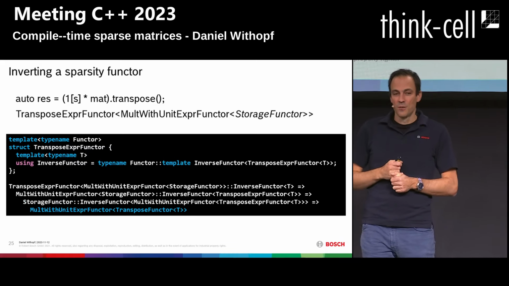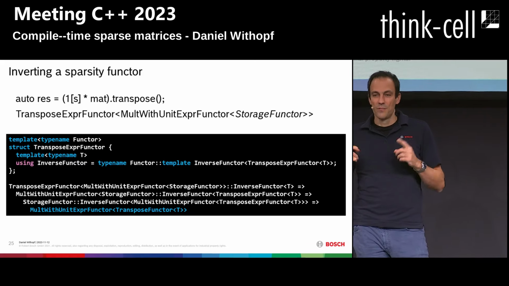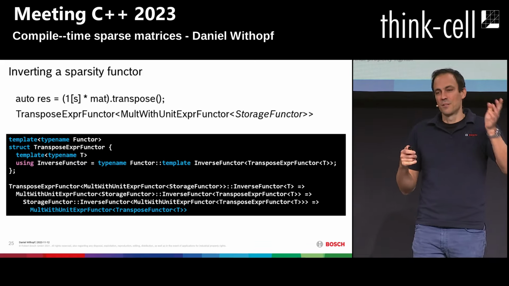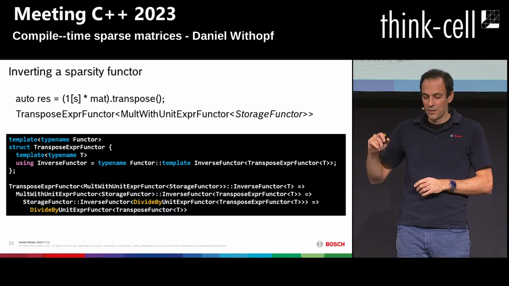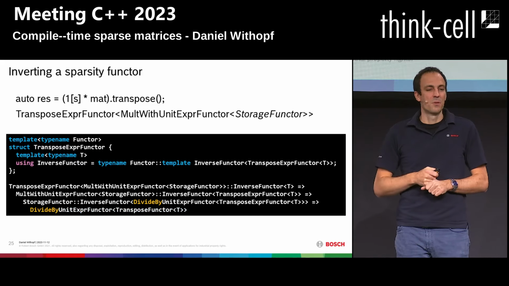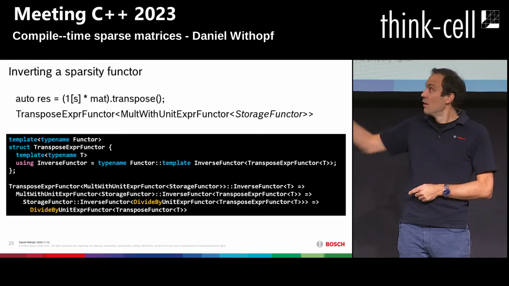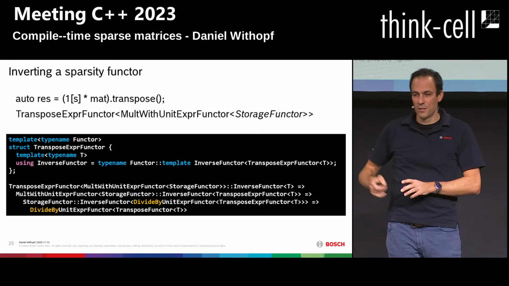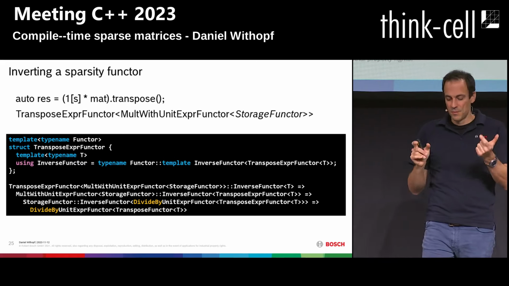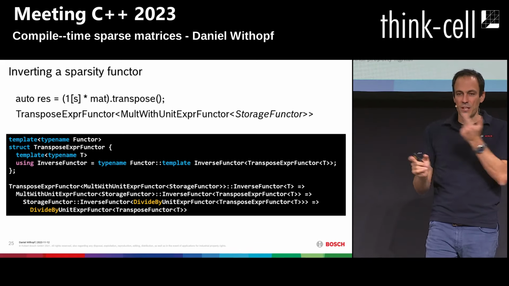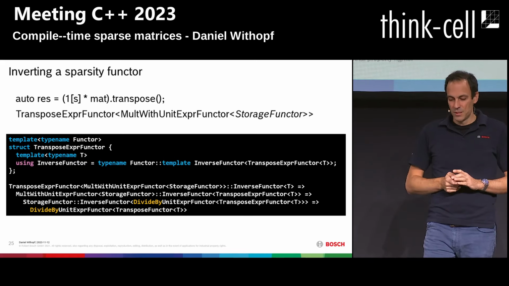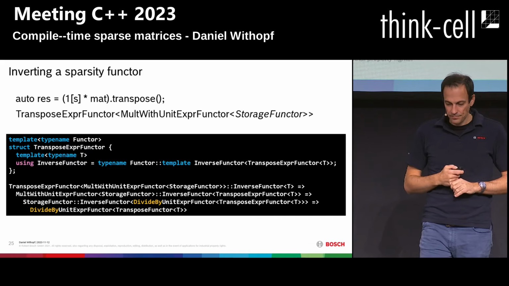And now if you paid close attention, I mentioned earlier that the inverse of multiplication is, of course, a division. So it's slightly different. It's a divide by unit expression that we have here. And this is the full inversion of our expression from up here. By simply unchaining this thing and changing the order, this can be done at compile time.